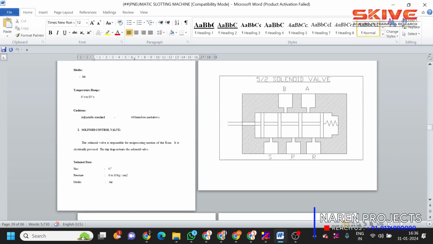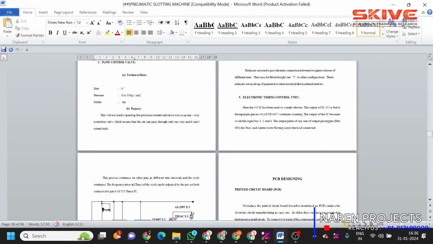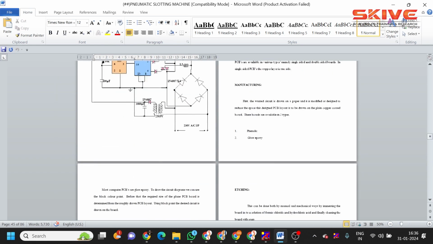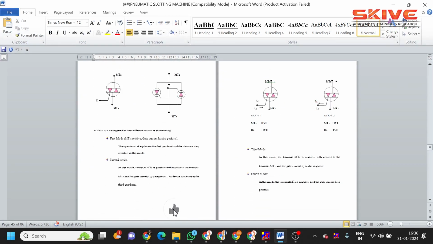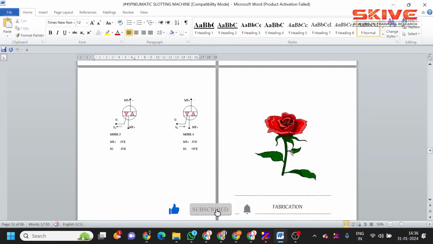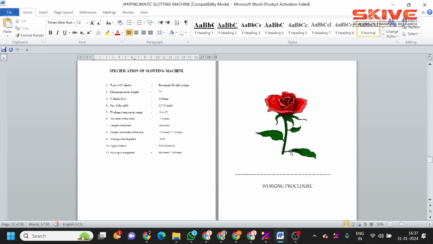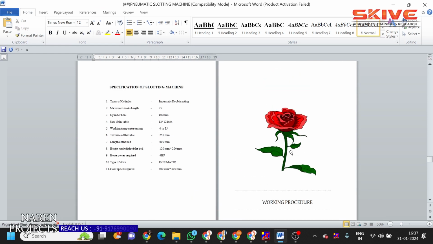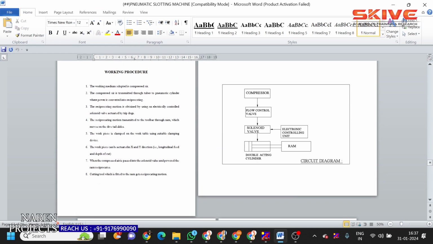And this is the basic operation of the solenoid valve, how a solenoid valve will work, everything is described here. And this is the basic power supply unit circuit. Here the slotting machine is automated. Every time the slotting will be done by itself. It is operated by an electronic circuit. So this is the working principle.